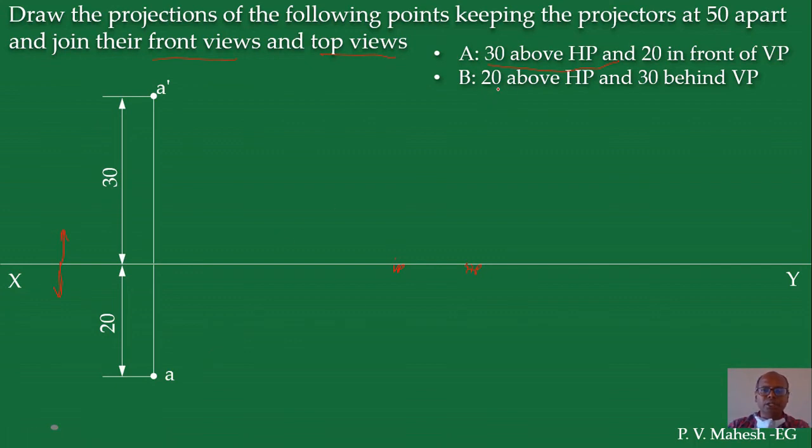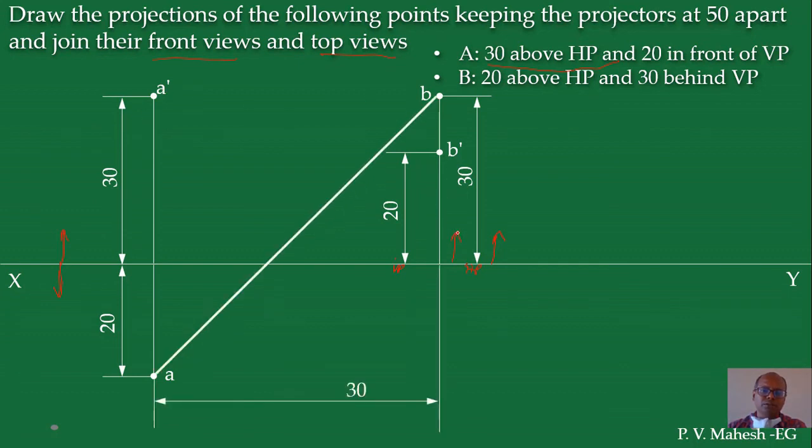The second point, 20 mm above HP and 30 mm behind VP. So this is 20 mm above HP, in front view, this is HP and above HP. And in top view, 30 mm behind VP. So in top view, this is VP and behind VP, so it will be 30 mm behind VP. So what we have to do, you join this with this, join A, B, that is the joining of top views, and A dash, B dash is the joining of the front views.